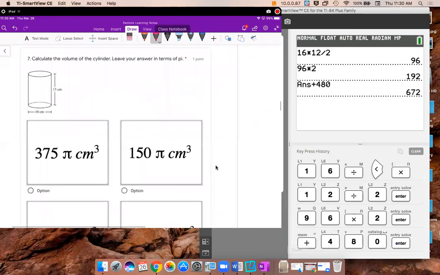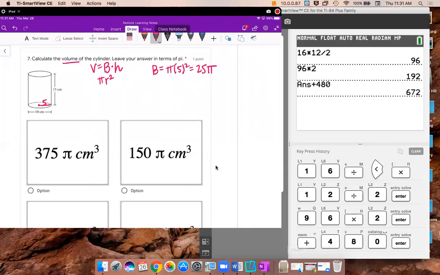Okay, I think this one may have had a little bit of a problem on the actual quiz itself, so you guys just want to check and make sure you did this one right. This one's asking for the volume. Volume is just area of your base times your height, and in this case, our base is a circle, so it's pi r squared. The diameter is 10, so the radius is 5. So area of base is going to be pi 5 squared, or 25 pi.